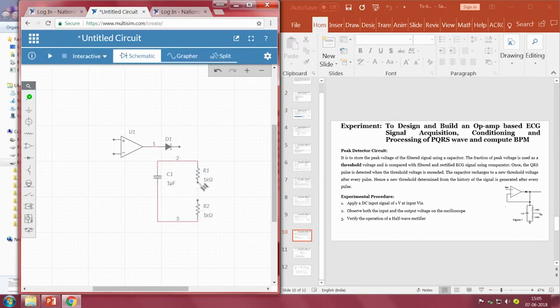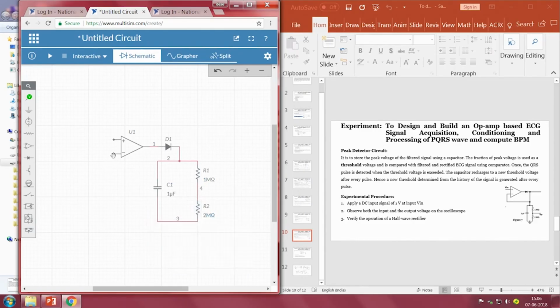Now, if you remember, the purpose of the capacitor is to charge to a peak value. Whichever the ECG signal peak value is, that will be charged inside the capacitor. The purpose of these resistors is to provide a threshold. We are setting a threshold using a 1 mega ohm resistor and a 2 mega ohm resistor. When we calculate, it is somewhere around 66%. So, I am taking 1 mega as the R1 resistor and 2 mega as the R2 resistor.